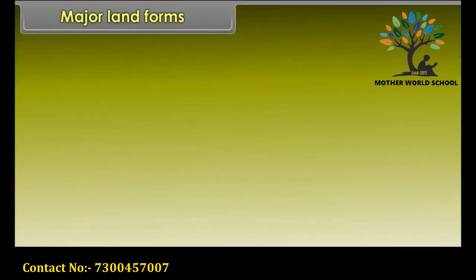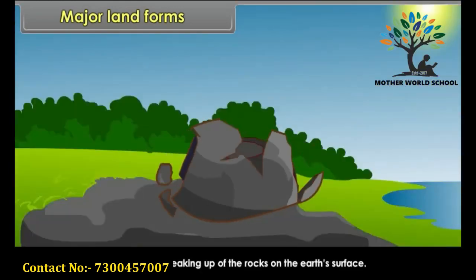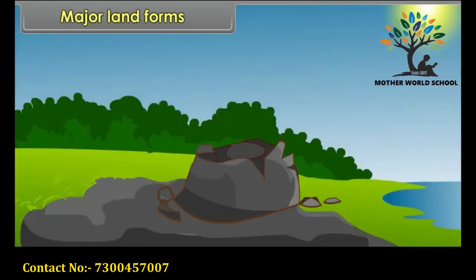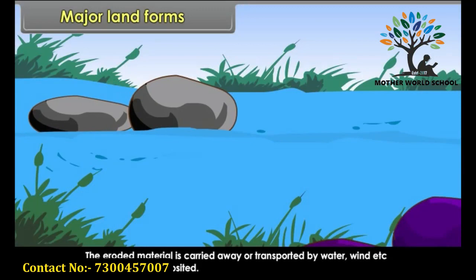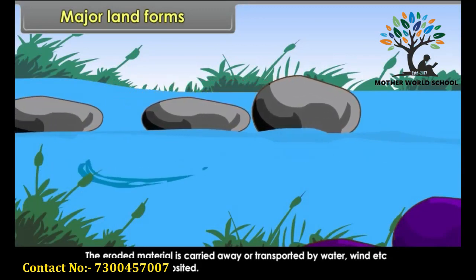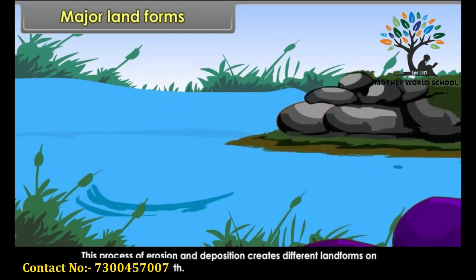Major landforms. The landscape is being continuously worn away by two processes: weathering and erosion. Weathering is the breaking up of the rocks on the Earth's surface. Erosion is wearing away of the landscape by different agents like water, wind and ice. The eroded material is carried away or transported by water, wind, etc. and eventually deposited. This process of erosion and deposition creates different landforms on the surface of the earth.